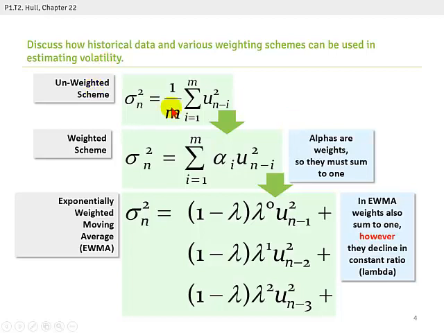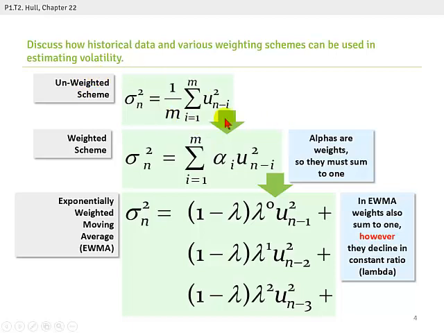But we start here with a discussion of how historical data and various weighting schemes can be used to estimate volatility. So we're really in the realm here not of implied volatility, right? Implied volatility would be where we use a traded price to infer what the market is telling us about volatility. This is the other approach. This is where we use a historical series of returns to compute a historical volatility.